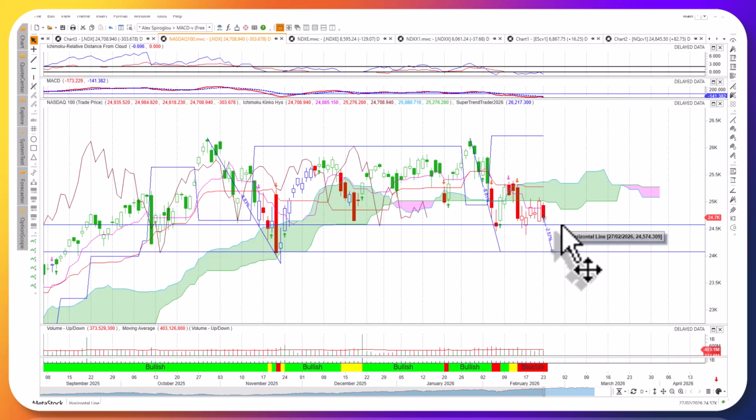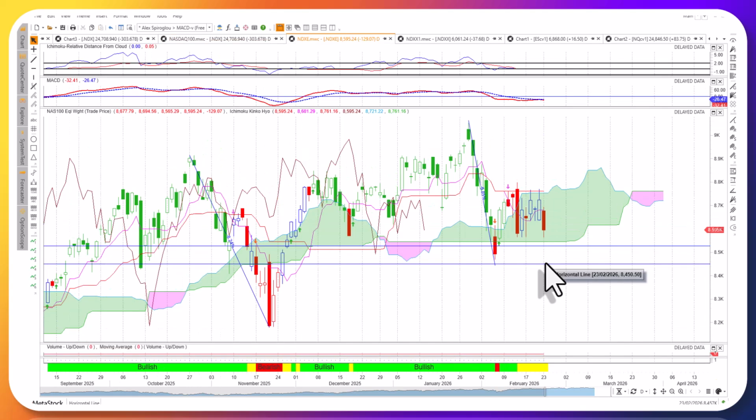24,574. If that support zone holds, and then the resistance test at the bottom end of the cloud, watch out for a breakout past that cloud chart resistance zone. That will be a key catalyst to watch out for on the NASDAQ 100 index.